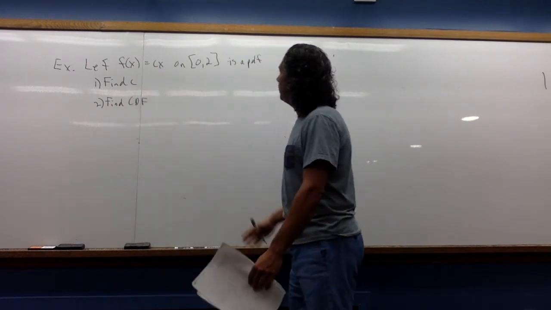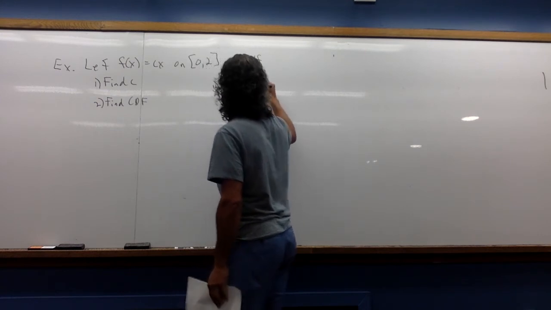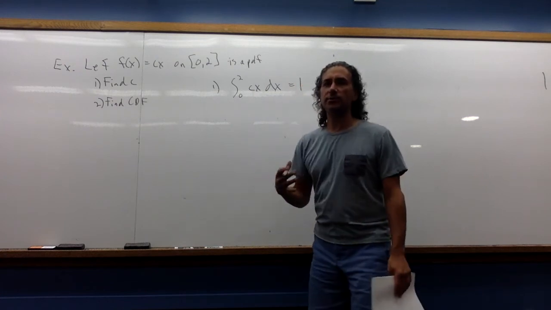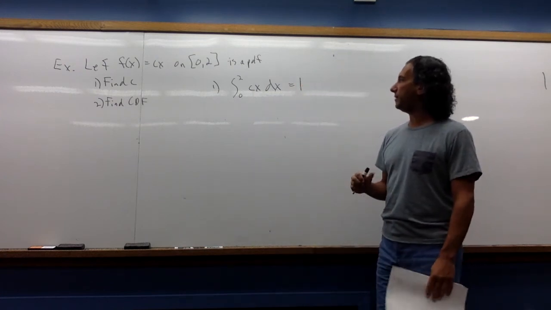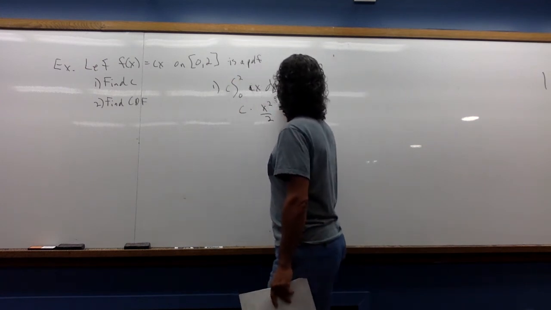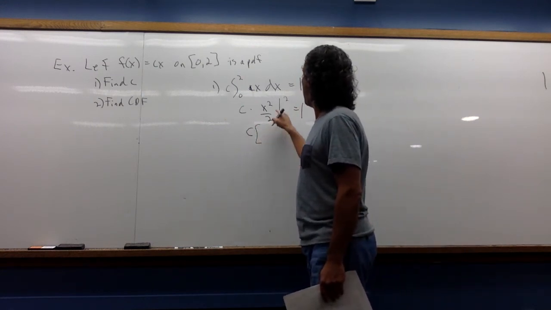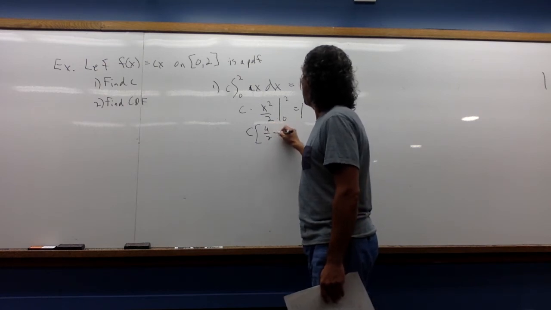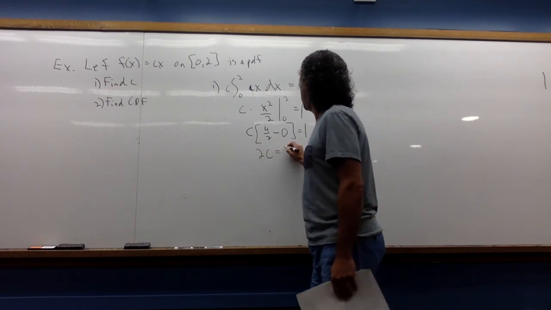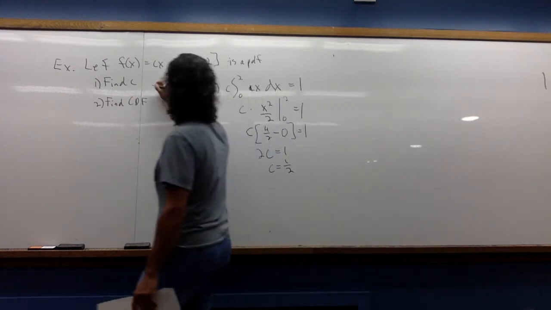So to find c, well, if this guy's a PDF, then I know that the integral from 0 to 2 of my PDF, that better equal 1. Because I told you it's a PDF, so when we integrate it, we better get 1. So pulling the c out, and then integrating, we get x squared over 2, so I get c times 2 squared, which is 4 over 2, minus 0 equals 1. So 2c is 1, and c is 1/2. All right, so c is equal to 1/2.